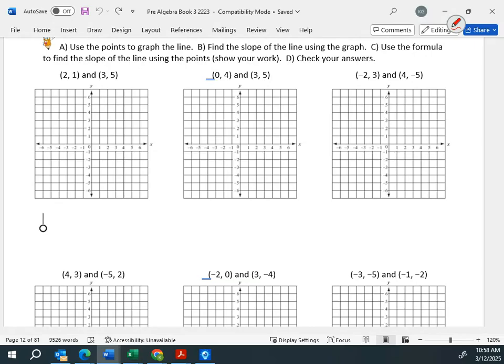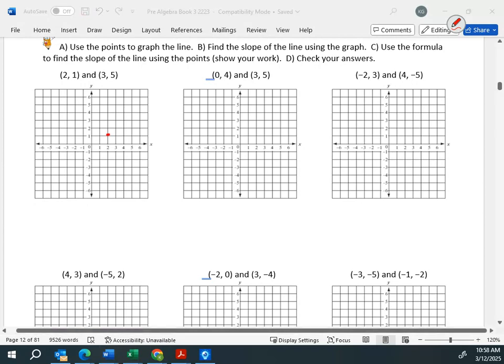So we really need to make sure that we understand how to use that formula, y2 minus y1 over x2 minus x1, and we're double checking it using the graph to make sure we graphed it and found the slope correctly. So we're going to look at this first one. 2, 1. Here's my 2, here's my 1. 3, 5. I'm going to connect them, draw my line.